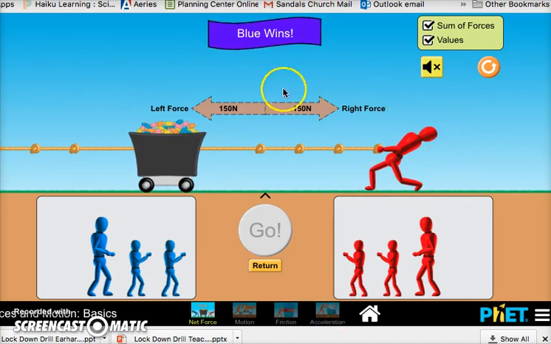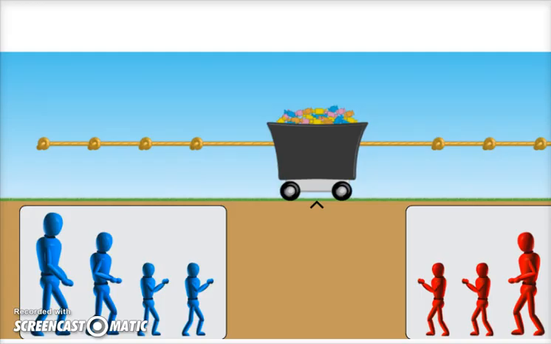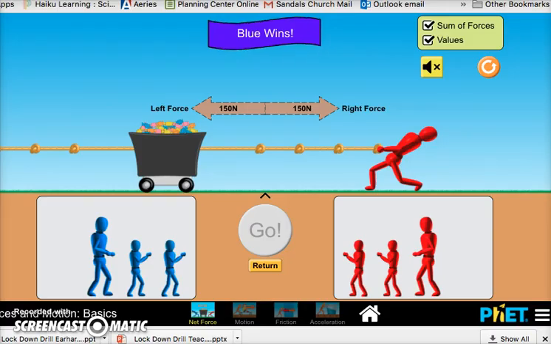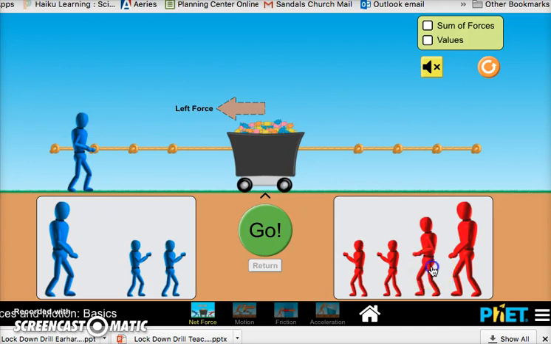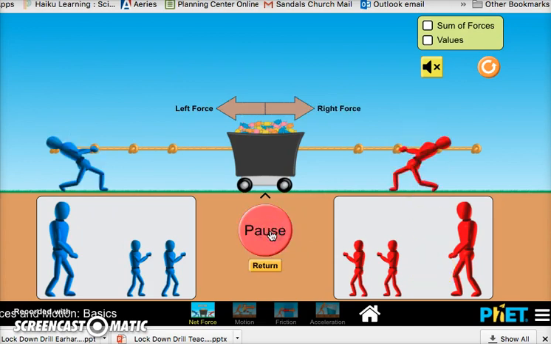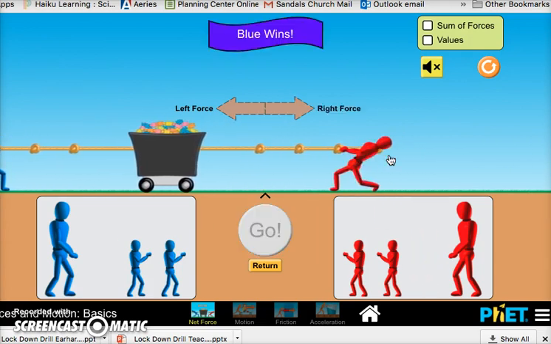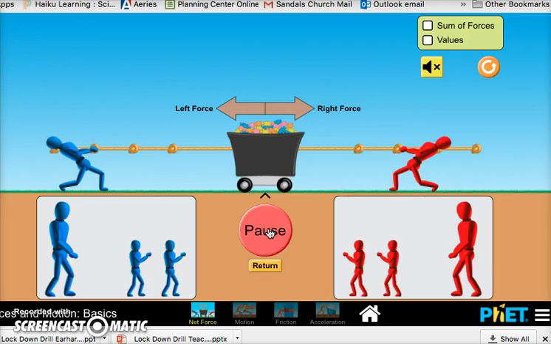So your job today is to make any revisions to your activity and also go back to the essential question, which is, what are the effects of balanced and unbalanced forces on an object's motion? Well, we just saw it here. If the forces are, in fact, balanced, then no change in motion will occur. Meaning if it's already moving, it's going to keep moving. If it's already stopped, the balanced forces will do nothing to change the motion of an object.